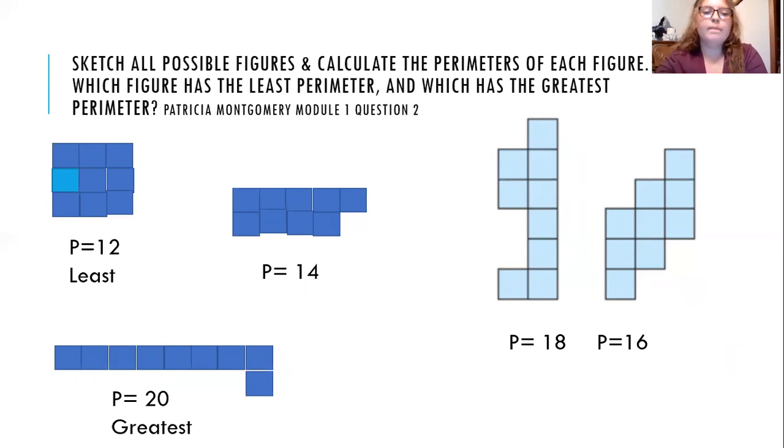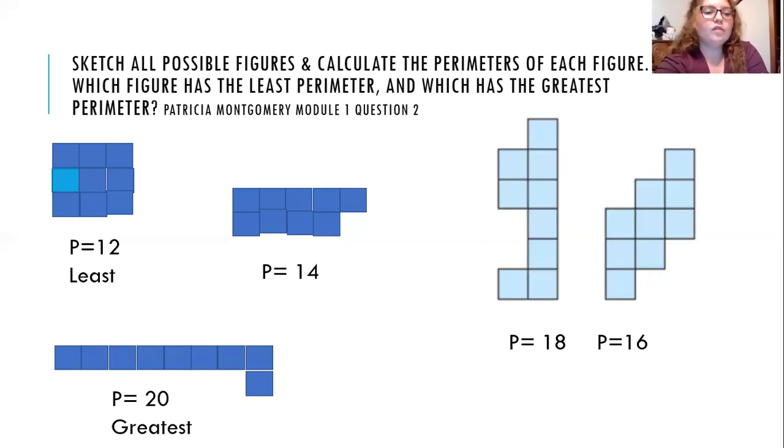So first it says to find all the possible figures, and they each have to be touching, one side has to be touching for each one. And so I've come up with these 3 other figures to the left side. And then for the perimeter, we're going to count around each of the blocks to see how many.